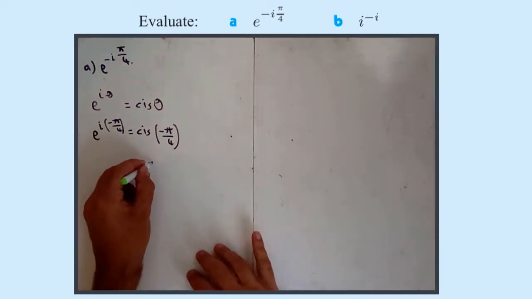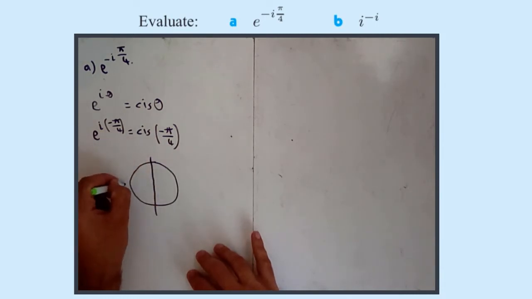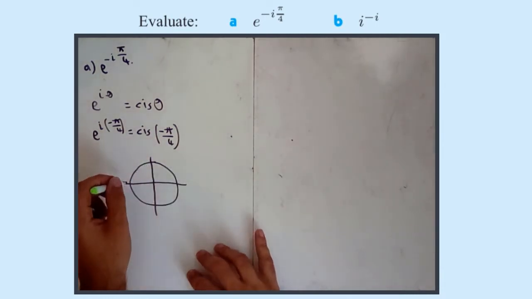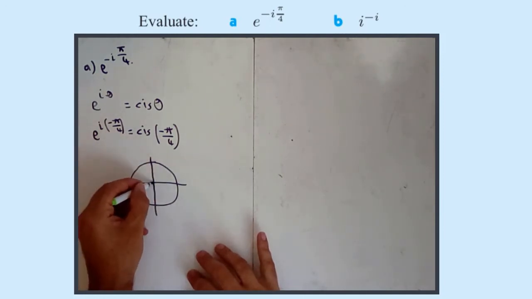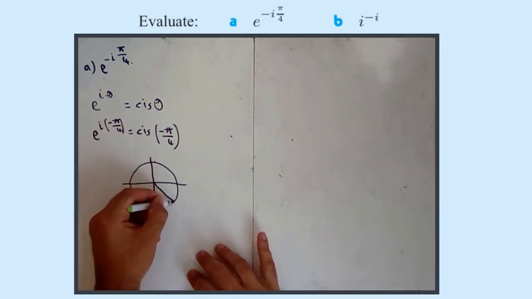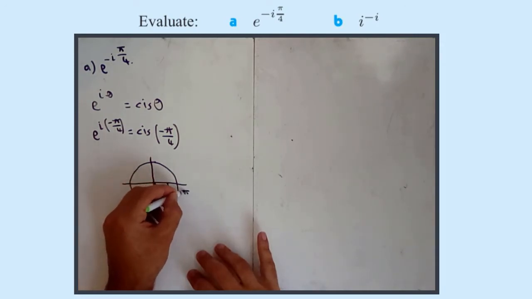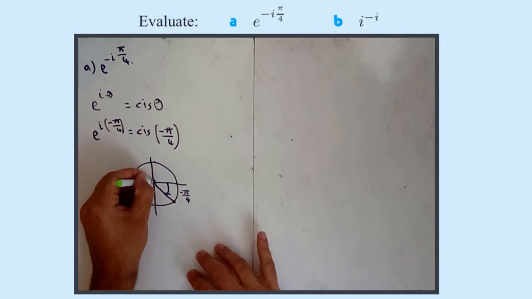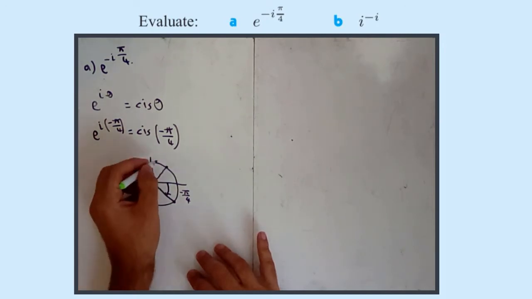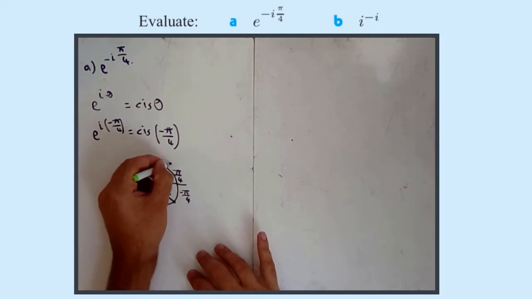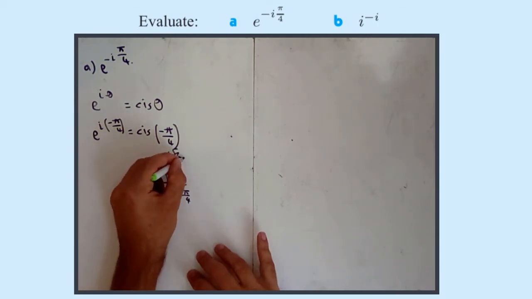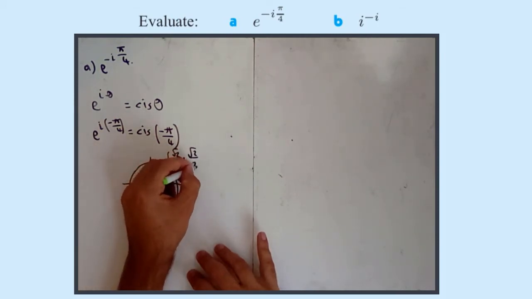So let's draw a little circle. So pi is 180, pi by 2 is 90, pi by 4 is 45, minus pi by 4 is minus 45, it's here. That's minus pi by 4. The parent angle is pi by 4. And you should know cos pi by 4 is root 2 over 2, and so is sine pi by 4.